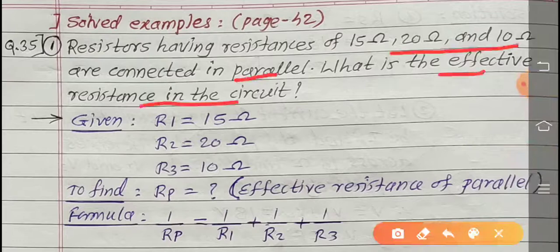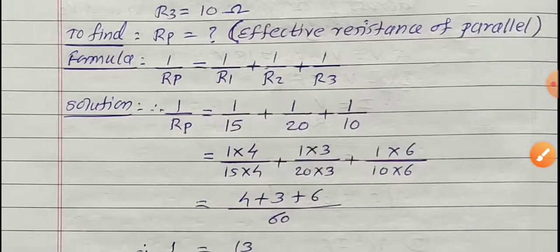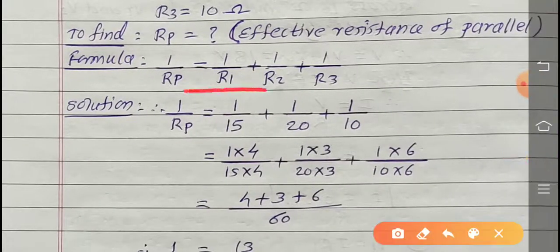So how many resistors are given? Three: 15, 20 and 10 ohm, indicated as R1, R2, R3. What we find out is the effective resistance of this parallel combination, indicated as Rp equal to question mark. That is the effective resistance of parallel. Now, the formula we know is 1 upon Rp is equal to 1 upon R1 plus 1 upon R2 plus 1 upon R3.